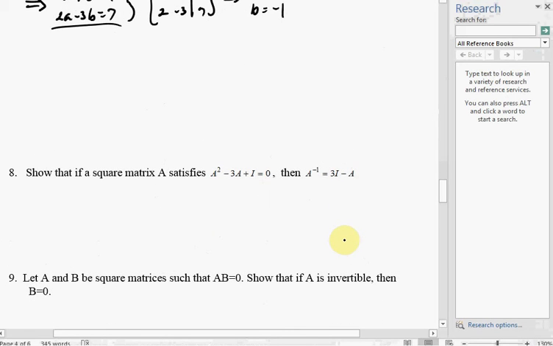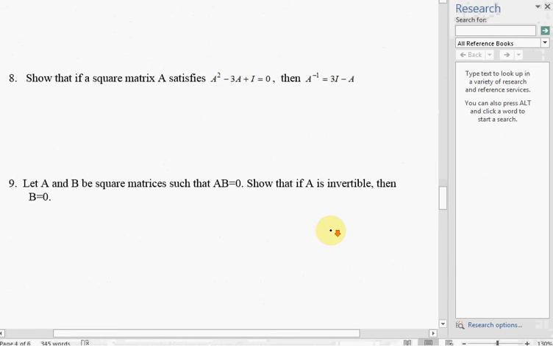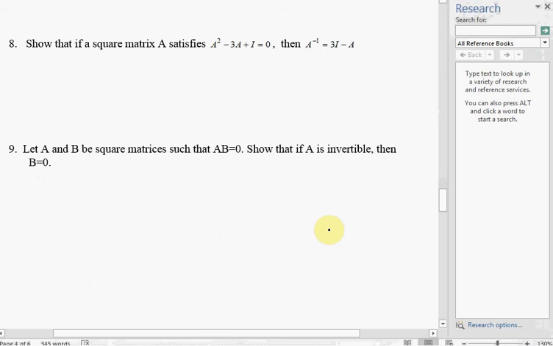Number 8, we did that one already, right? Number 9, I don't know if we did that one or not. You remember that one? Let A and B be square matrices such that A times B is equal to 0. Show that if A is invertible, then B is equal to 0. It says you're given A times B equal to 0, and then assume that A inverse exists. If A is invertible, can you show that B is equal to 0?